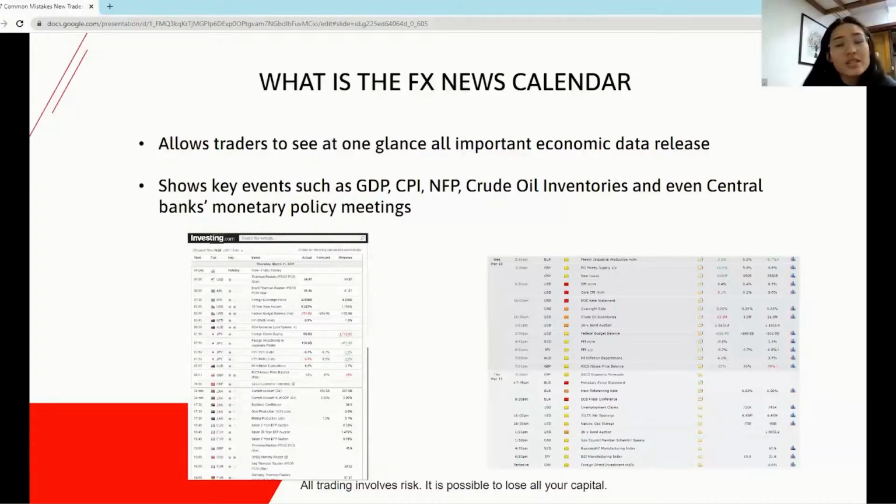Having a news calendar is pretty important because it allows you to see at one glance all important economic data releases. It shows key events such as GDP, CPI, NFP, crude oil inventories, and even central banks' monetary policy meetings. It's important to distinguish between microeconomic and macroeconomic activity.